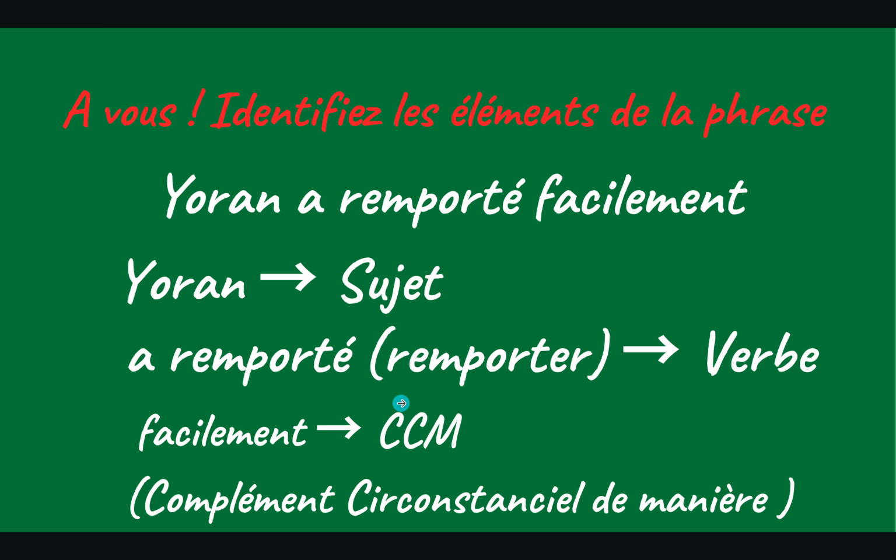So if it answers the question how, it's what we call a complément circonstanciel de manière. Okay, we can make the abbreviation CCM, complément circonstanciel de manière. So this is the complément circonstanciel de manière, and that will answer the question how.